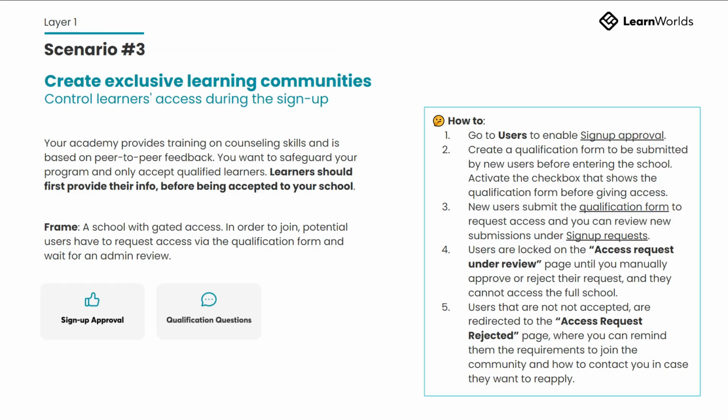Now, sometimes we need to create a controlled and safe environment. We want this code to be available only to learners that meet specific requirements. So in that case, you do not want everyone to be eligible to sign up to your school, right? We want them to submit their information, and then you decide whether they are going to be accepted or not into your program. So how can we do that? Let me switch my screen again.